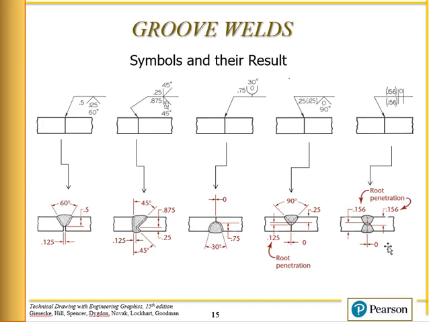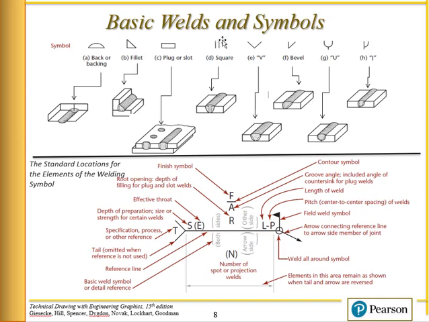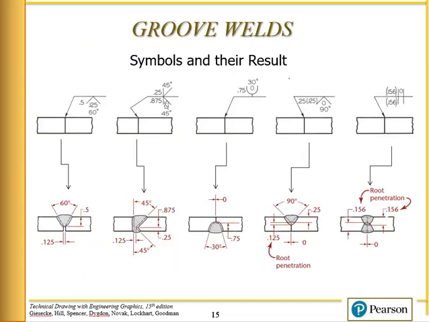So this one over here is a butt joint, a square joint. That would be this symbol right here, square joint. It's not a groove weld, it's just a square joint. A square joint, 156 on both sides, and then that's all root penetration. So that's why they have that in parentheses. That is the penetration of the weld.